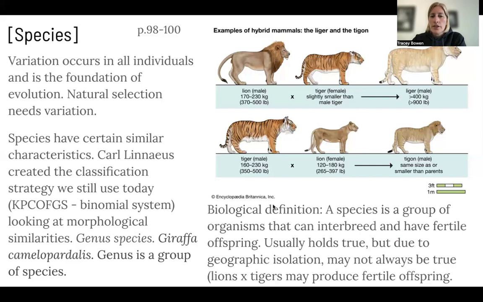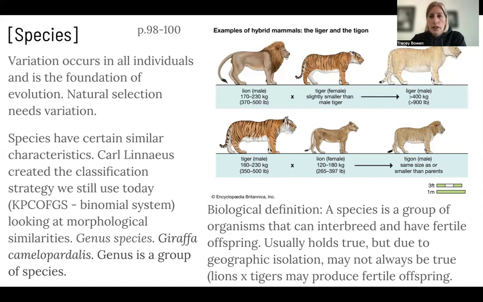A biological definition of a species is a group of organisms that can interbreed and have fertile offspring. This usually holds true, but due to geographic isolation might not be true. So obviously, tigers and lions both belong in the grouping Felidae, and that's their family, but their genus and species are different. And lions and tigers can reproduce if they're put together. They can produce a liger if the lion is male, or a tigon if the tiger is male.